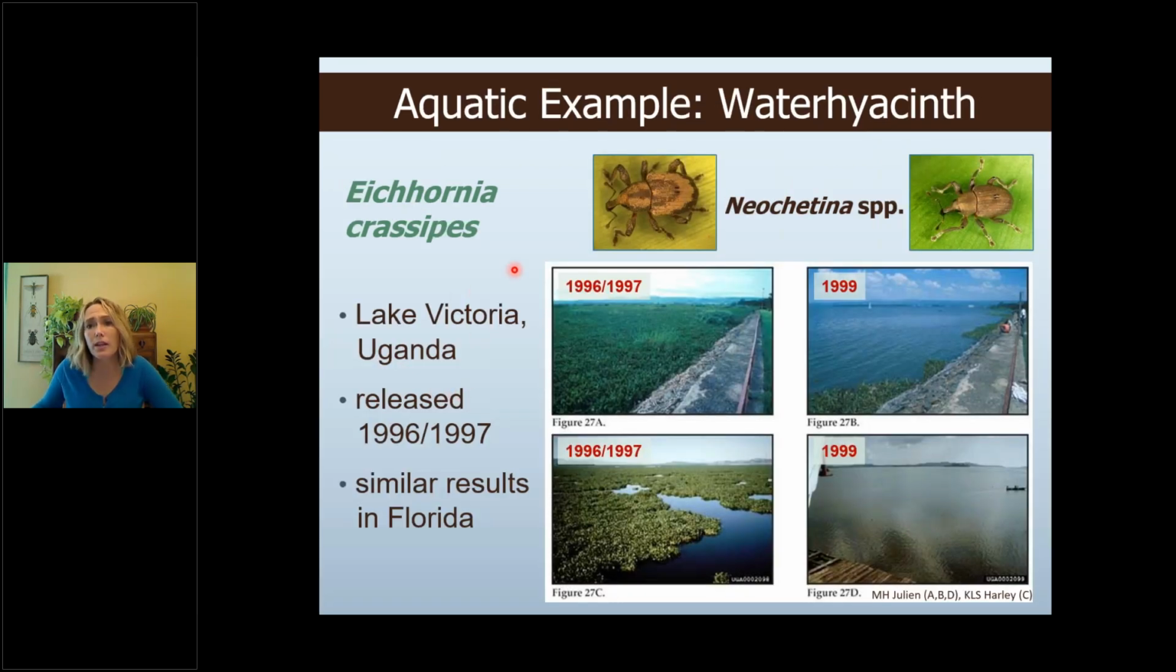So to give you an aquatic example, water hyacinth biocontrol has been really successful in a number of places around the world. There are a couple of different other biocontrol agents on this species, but I'm just showing you today some pictures from Lake Victoria in Uganda. In '96, they did some releases of the Neochetina species, so a couple of weevils, and you can see pretty dramatic results in 2 to 3 years of how those species could wipe out that weed population. We've seen similar results in Florida.